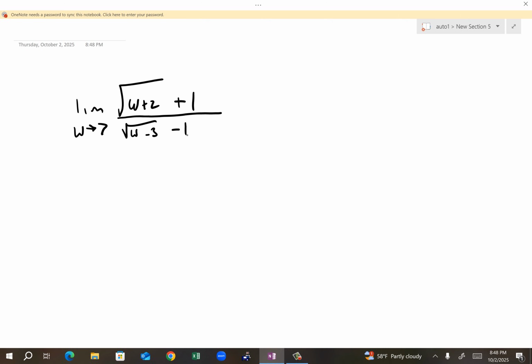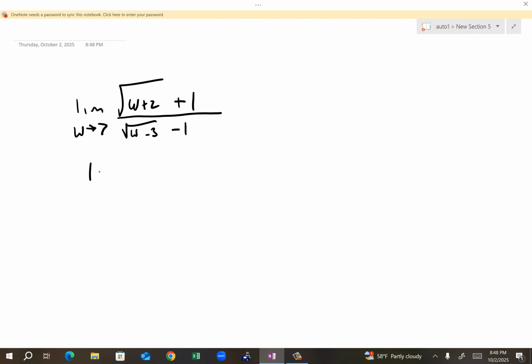Now, what about this one here? The limit as w approaches 7 of the square root of w plus 2, plus 1, over the square root of w minus 3, minus 1. Oh, plus 1, sorry. Okay, so again, the limit of the quotient is the quotient of the limits, as long as what? As long as the limit of the denominator is not 0. 7 minus 3 is what? Well, it's 4. Square root of 4 is 2. 2 minus 1 is 1.